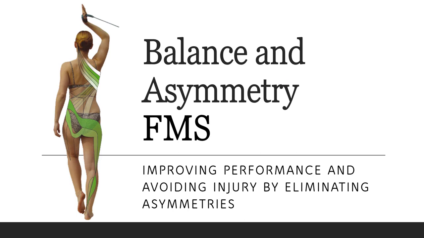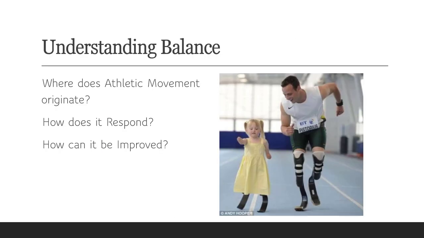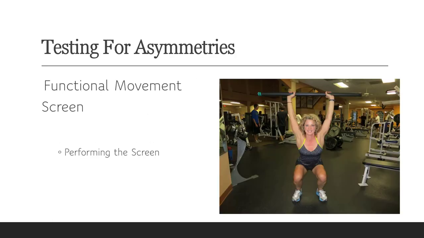Looking at balance and asymmetry using FMS, we're looking to improve performance and avoid injury by eliminating asymmetries. Understanding balance: we need to understand where athletic movement originates, how it responds, and how it can be improved. Testing for asymmetries: we want to use the functional movement screen when we can perform the screening techniques.